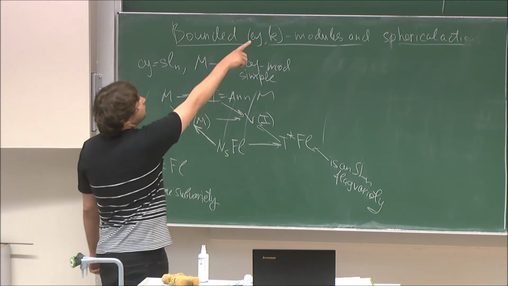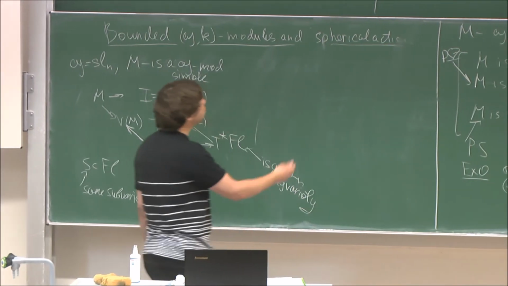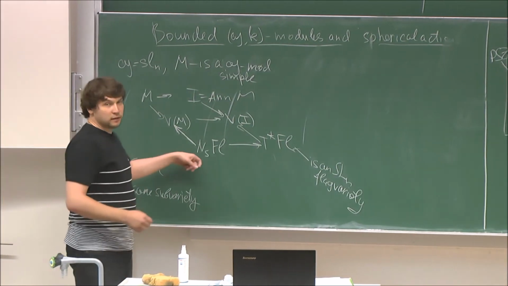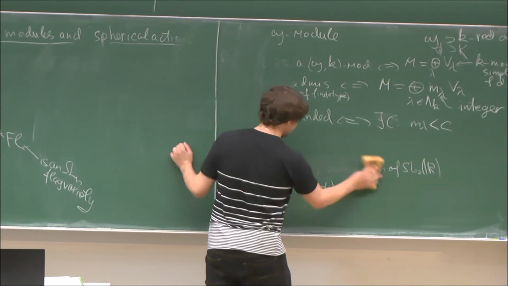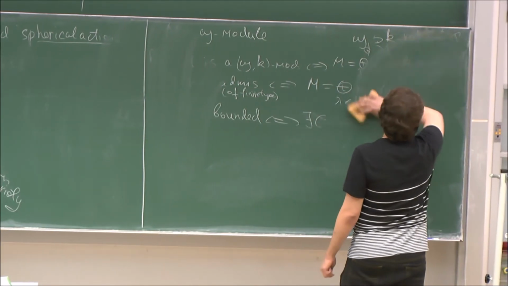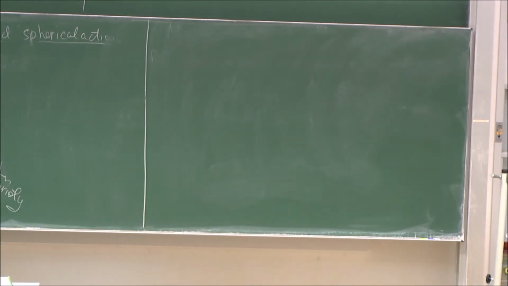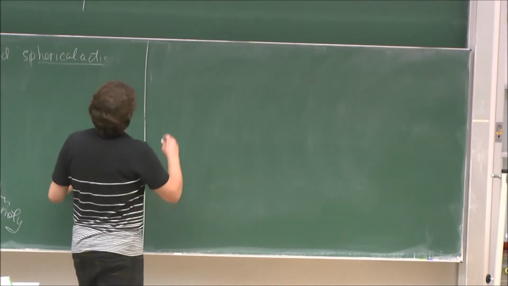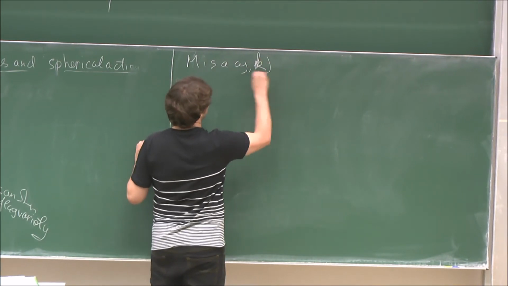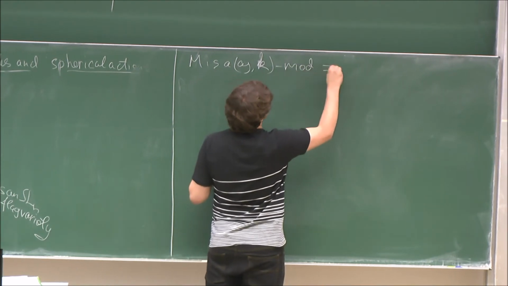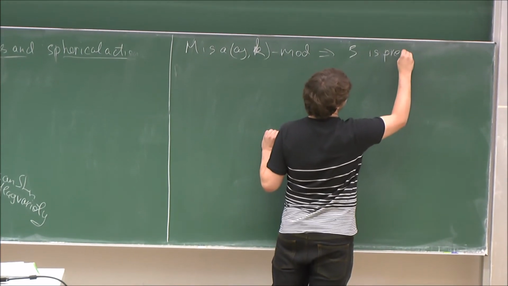Now let's try to repeat a similar description of just a GK model, a distal GK model, and a bounded GK model in terms of this S. So, what does it mean that M is a GK model? This really implies that our variety S is preserved by K.